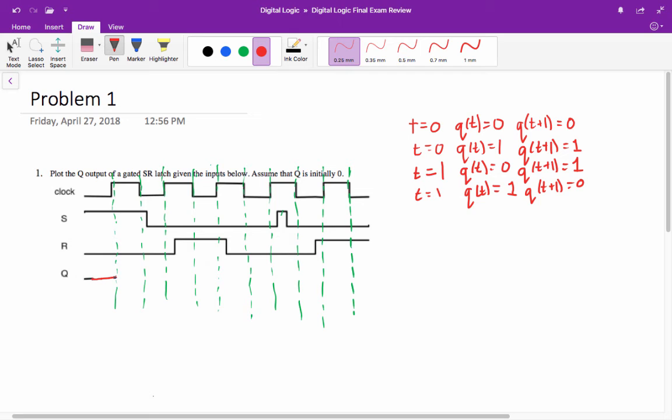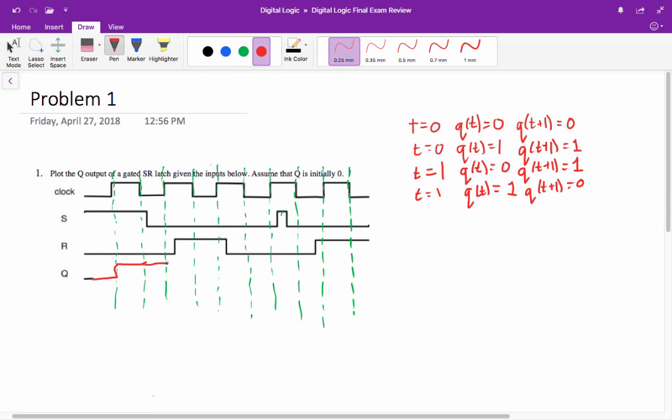So now the clock is 1. So we'll look at the values of S and R. S is 1 and R is 0, and that corresponds to a set. So it'll be a set, and a set is 1, and it'll be that 1 all the way through that positive clock time, because there's no changes there. And then at the negative clock, at the 0 clock, it's also not going to change because it can only change when the clock is 1. So when the clock is 0, there's no change.